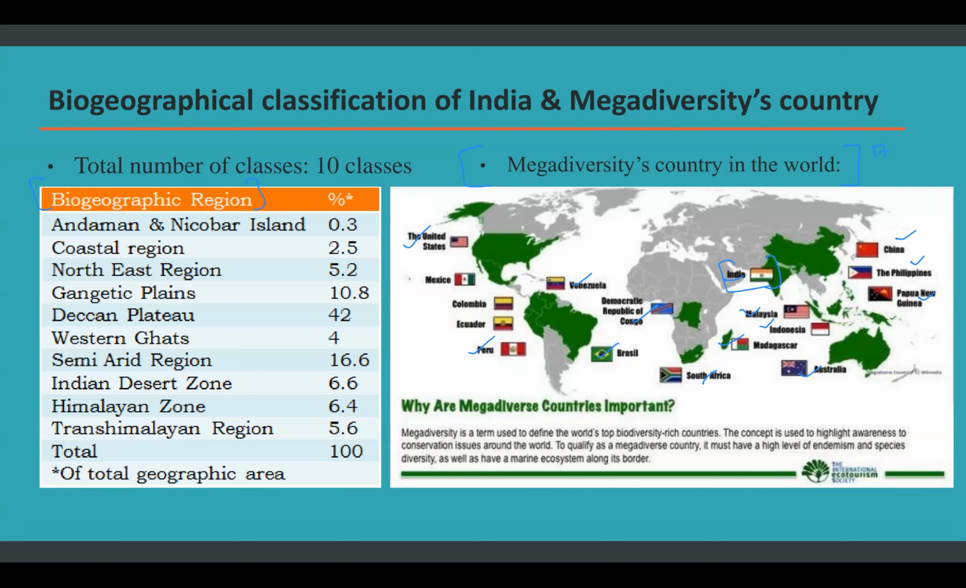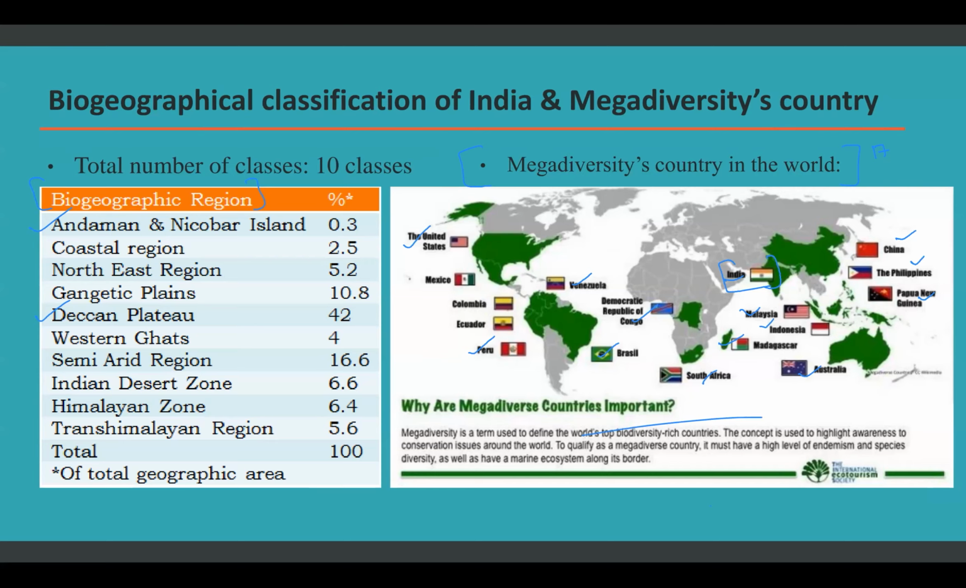So the very least area occupied by any region is the Andaman and Nicobar Islands, occupying only 0.3% of the area of all India. And the largest region among all these regions is our Deccan Plateau. The Deccan Plateau occupies almost 42% of the whole of India's area. So the largest biogeographical region is the Deccan Plateau, and the smallest biogeographical region is the Andaman and Nicobar Islands. Remember these two anyhow.